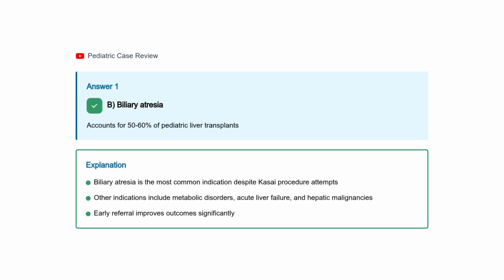This condition accounts for 50 to 60% of pediatric liver transplants. Biliary atresia remains the most common indication even after Kasai procedure attempts. Other significant indications include metabolic disorders, acute liver failure, and hepatic malignancies. Early referral for transplantation evaluation significantly improves outcomes for these patients.